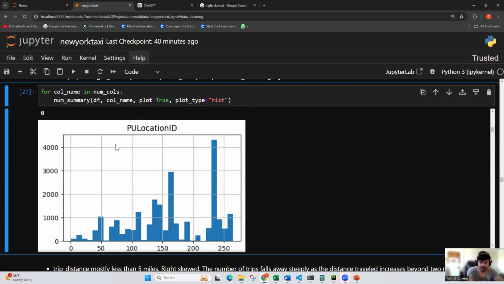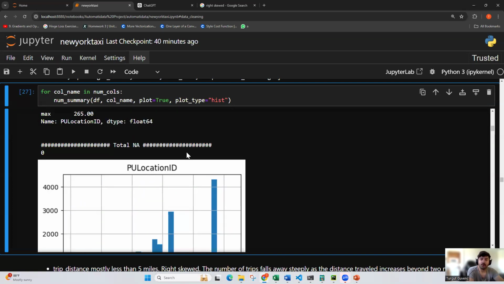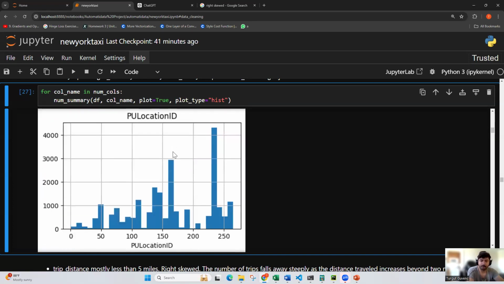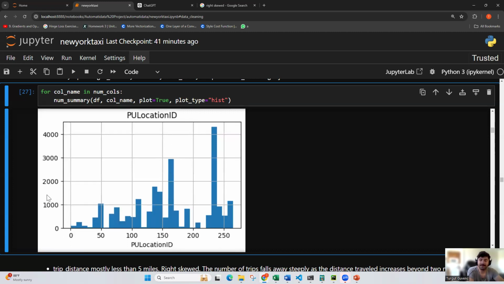And this is pickup location ID. This is a different story. What we can observe here, guys, in the pickup location ID, is that this box plot shows us how many times each value is repeated. This can show us which places have more traffic. For example, this is probably where the traffic is busier, because we are picking up a lot of people here and here and here.